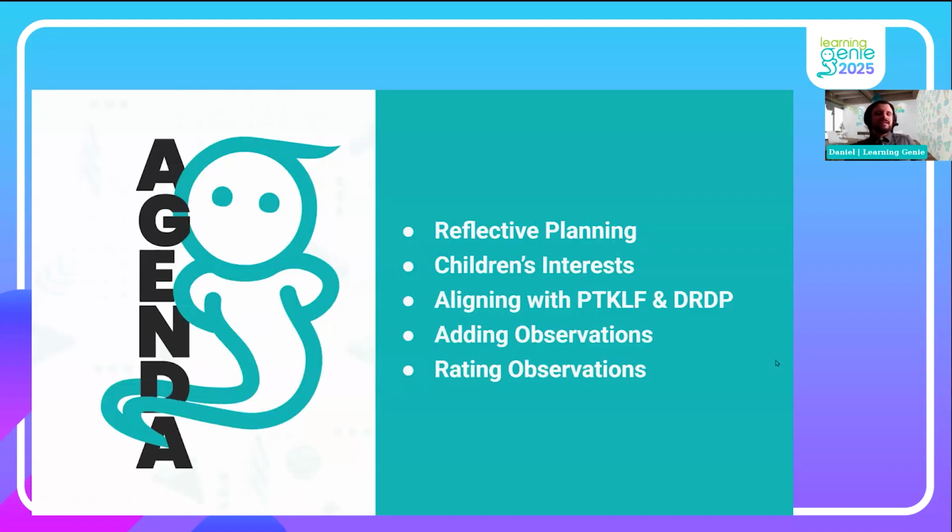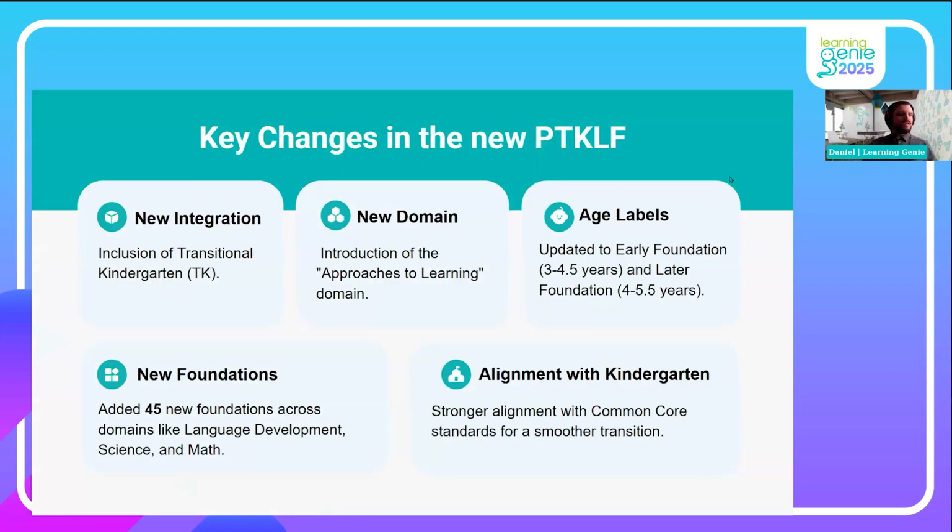All right. So the agenda for today, we're going to be looking at Learning Genie's reflective planning. Just a quick overview. We're going to be seeing the children's interests, how we can align with PTKLF and DRDP, how we can add observations, and how we can rate those observations. So it's going to be sort of a long webinar. It's a lot to cover, but we're going to go fast through those topics, and we'll try to keep it as much fun as we can.